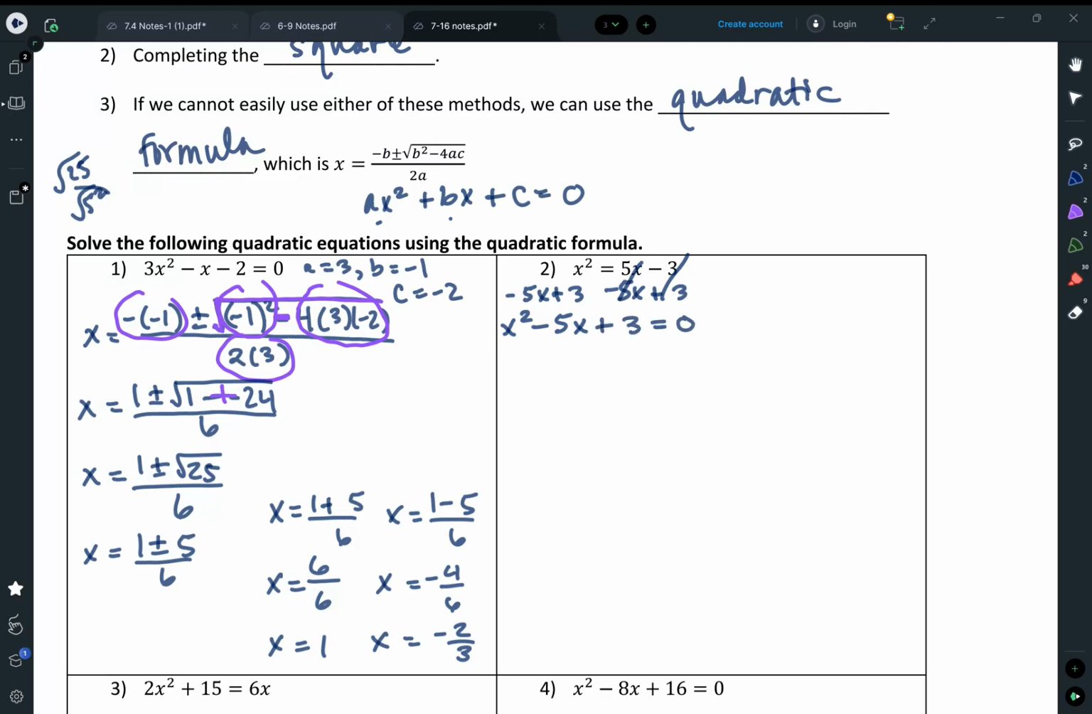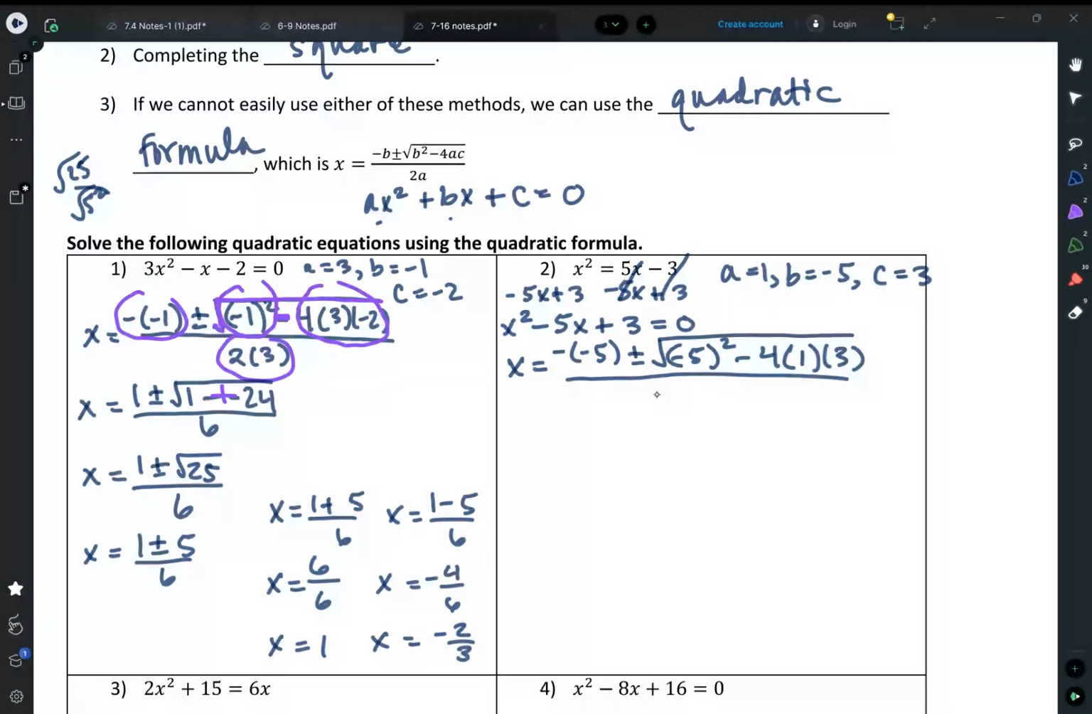So let's identify our a, b, and c again. Because I have x squared with no number in front, remember, there's an imaginary 1 there. So a equals 1. My linear term, negative 5x, means b is negative 5, and c is 3. Let's substitute into the quadratic formula. So x equals negative b, but b is already negative 5, so negative of negative 5, plus or minus the square root of b squared, so negative 5 squared, minus 4 times a, which is 1, times c, which is 3, all over 2a, 2 times 1.